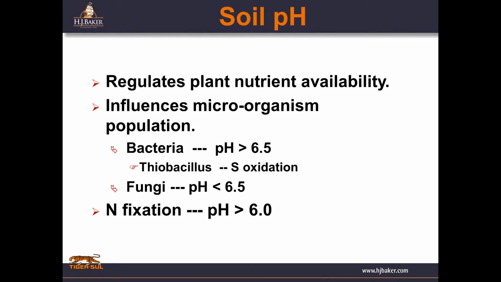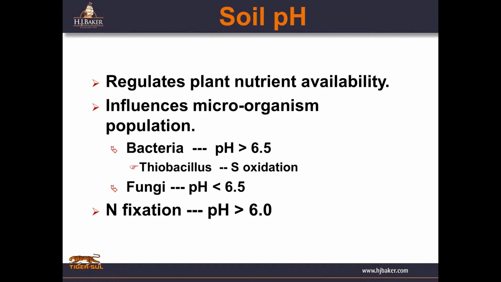Soil pH regulates plant nutrient availability. It influences microbial population. Here again, with the oxidation of sulfur to sulfate, it's a bacteria, and generally you see greater activity when that pH is greater than 6.5. When the soil pH drops below 6.5, generally fungi tend to become the dominant population. And then with legumes such as soybeans, nitrogen fixation is very important. So we want that pH to be above 6.0 for some legumes, but for soybeans, we like to see that more at 6.8 so that we maximize the microbial activity there in the nitrogen fixation process as well.